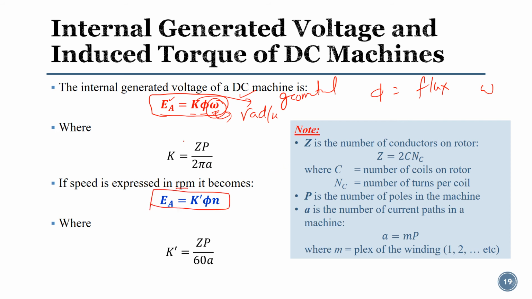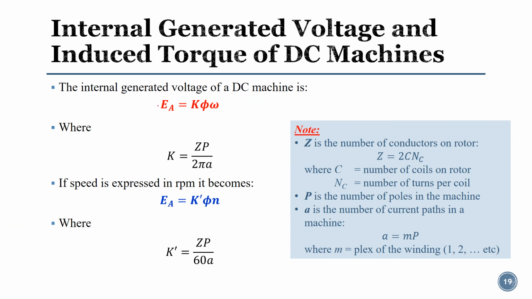So geometrical parameters, for example, if you define the number of conductors as z, the number of coils as c, and the number of turns per coil as nc, then we can write the geometrical parameter like this. This is just for one case. The important formula here is the same formula we derived earlier: the internal generated voltage depends on the geometrical parameter, the flux, and the angular speed.